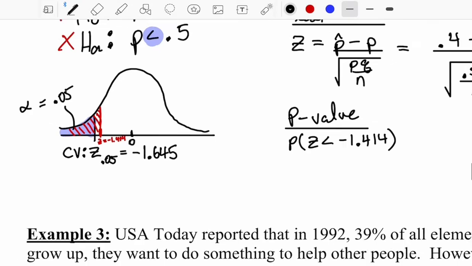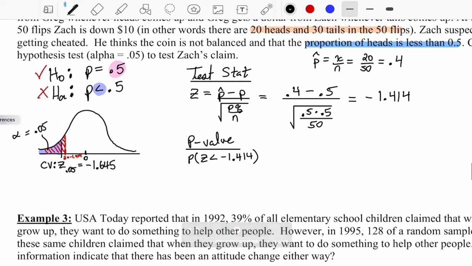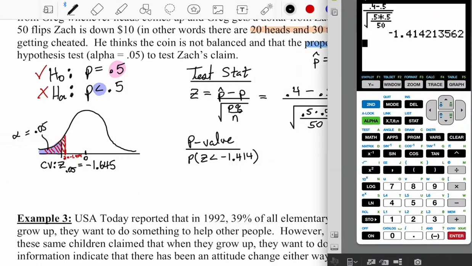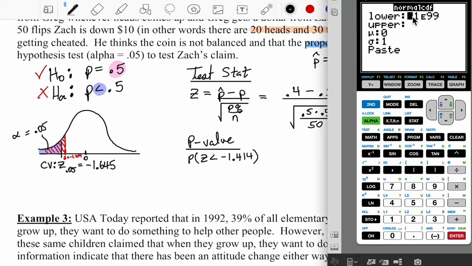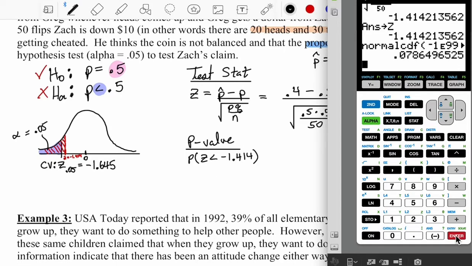All right, so in my calculator, I want to hang on to the most accurate form of the negative 1.414, which I have here. I'll call that z. So now every time I hit z, that's going to come up. If I'm looking for the area to the left of this, that's a normal CDF situation. So second vars, normal CDF. I want to go from negative infinity, well, the calculator just goes negative 1 times 10 to the 99th power, to the z value that we just came up with. And we get 0.0786.